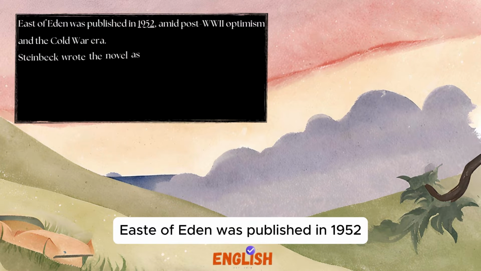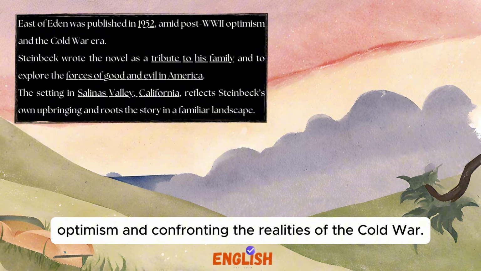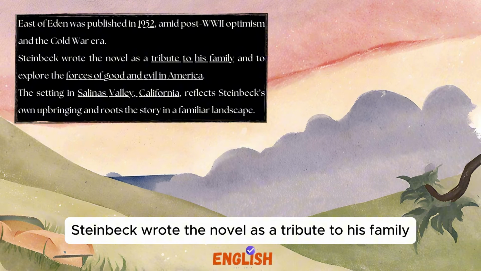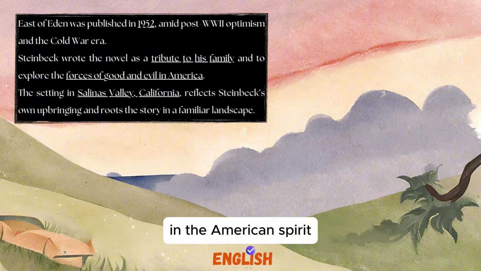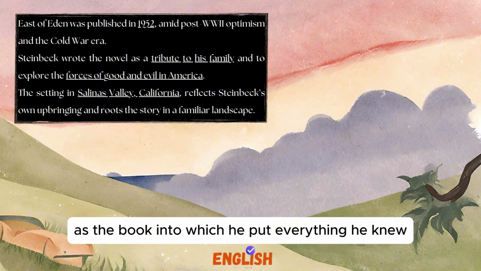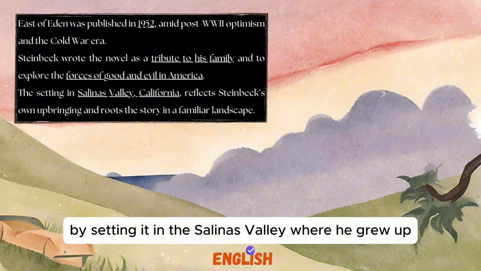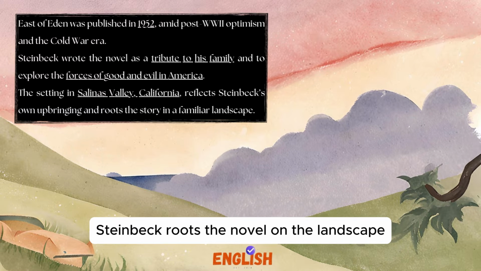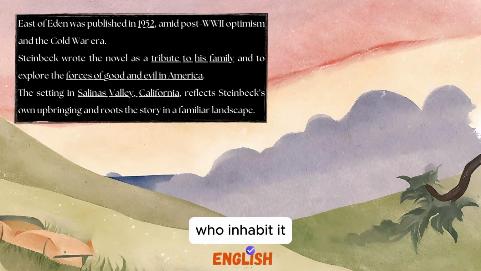East of Eden was published in 1952, a time when America was experiencing post-World War II optimism and confronting the realities of the Cold War. Steinbeck wrote the novel as a tribute to his family and as an exploration of the forces of good and evil in the American spirit. He once referred to East of Eden as the book into which he put everything he knew. By setting it in the Salinas Valley, where he grew up, Steinbeck roots the novel in a landscape that's as much a character as any of the people who inhabit it.